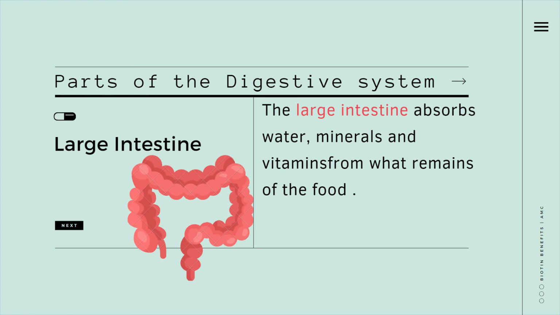Very good. Next one is large intestine. Large intestine. And the large intestine is larger or bigger than the small intestine, and it absorbs water, minerals, and vitamins from what remains of the food. So the large intestine only takes water, minerals, and vitamins from the food we eat.